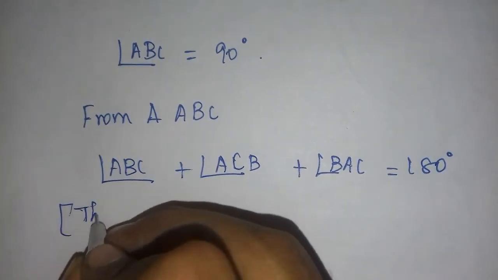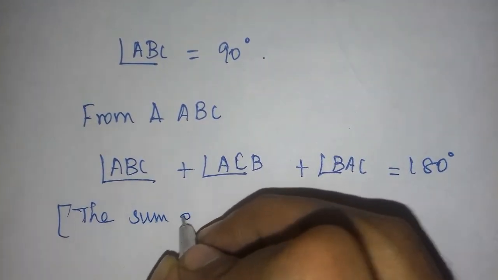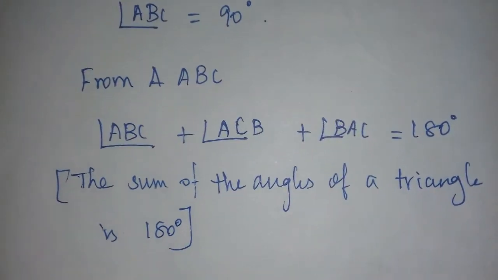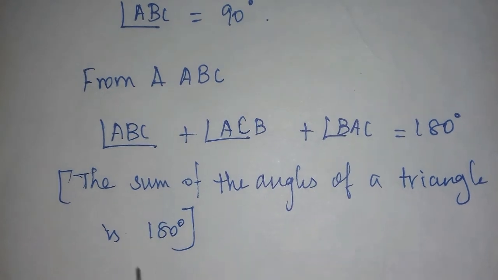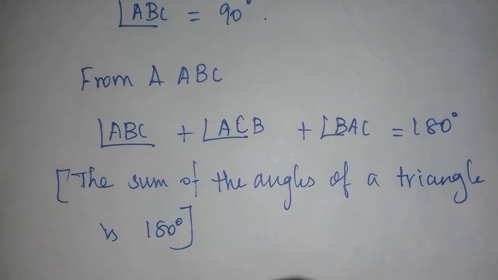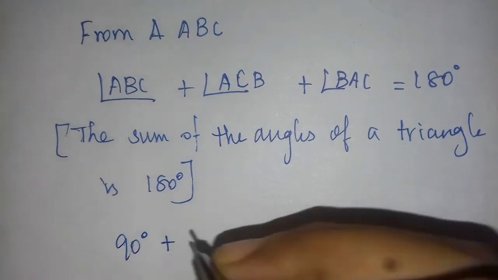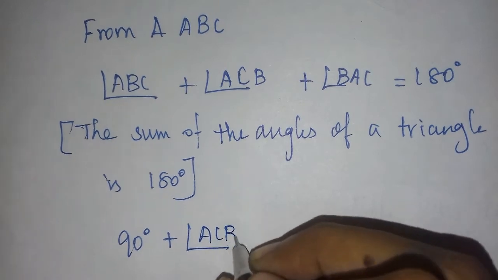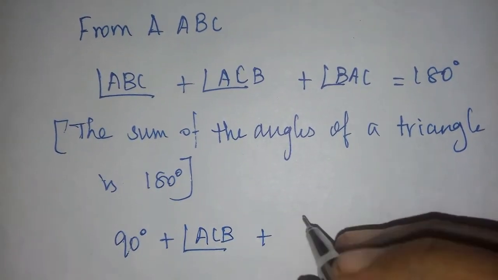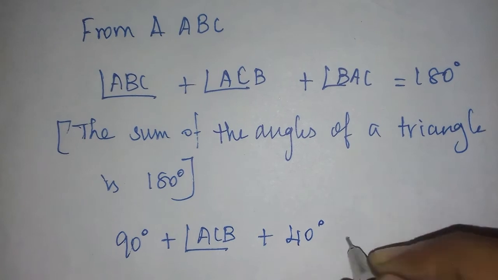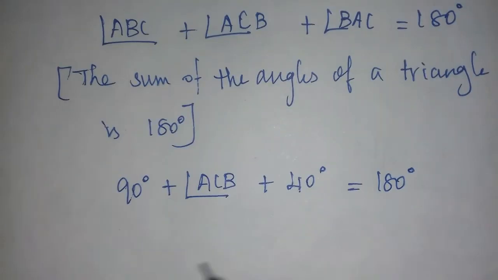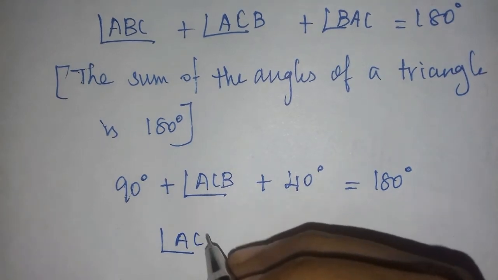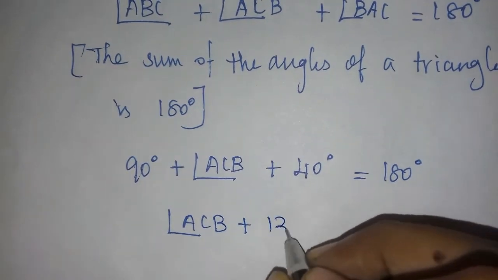How are we saying that? The sum of the angles of a triangle is 180 degrees. By this, these three angles add up to 180 degrees. What is angle ABC? ABC is 90 degrees. ACB we have to find out. Then angle BAC is 40 degrees. That is equal to 180 degrees. Now we have to add 90 degrees and 40 degrees. What will you get? 130 degrees.